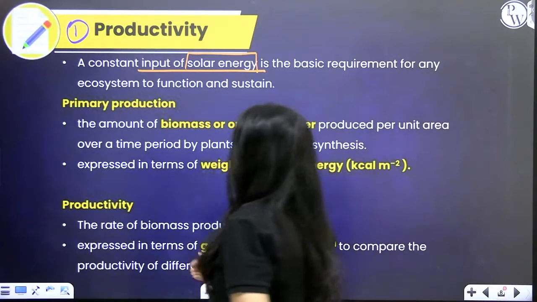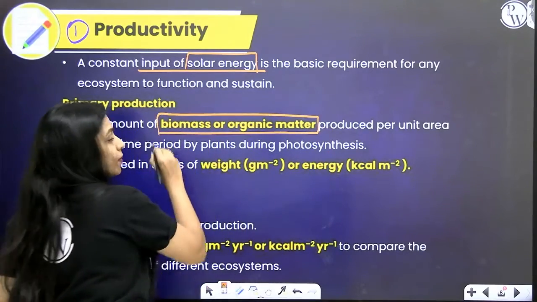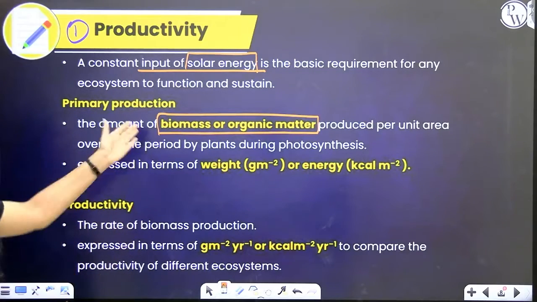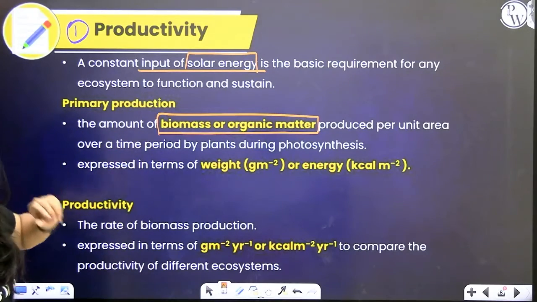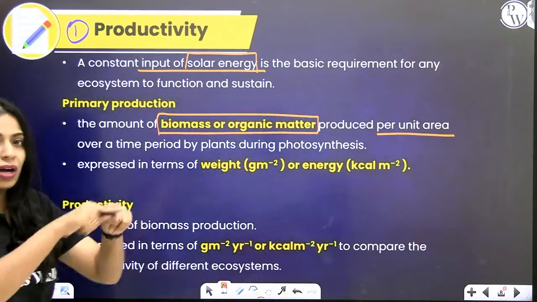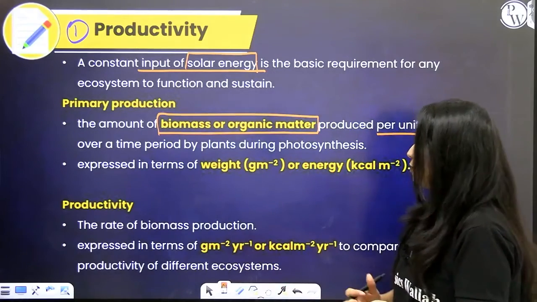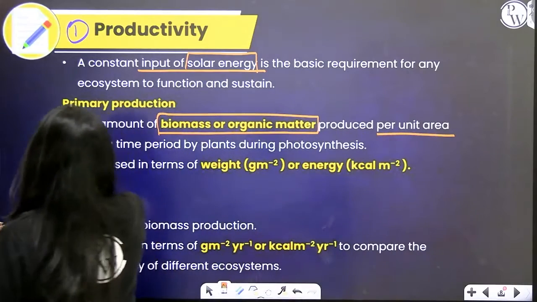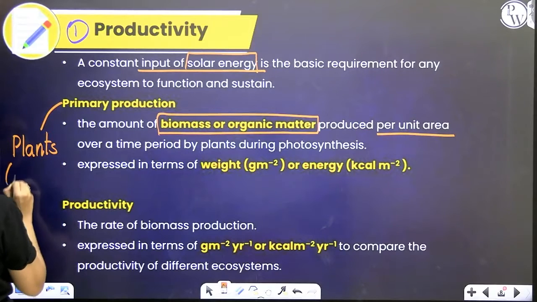Over here, the amount of biomass or organic matter that plants produce by making use of sunlight per unit area over a given period of time is what we refer to as primary production. So remember, primary production is about plants or our producers.